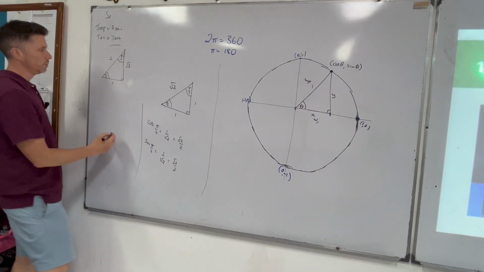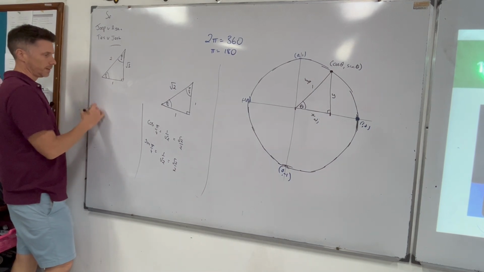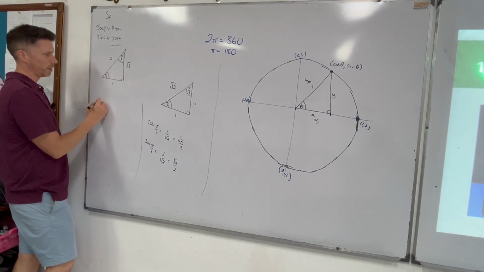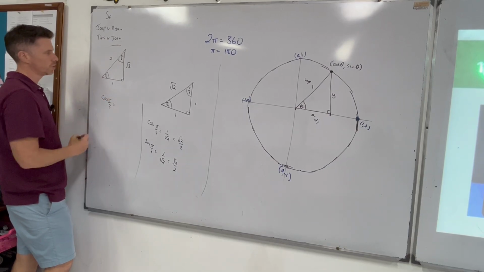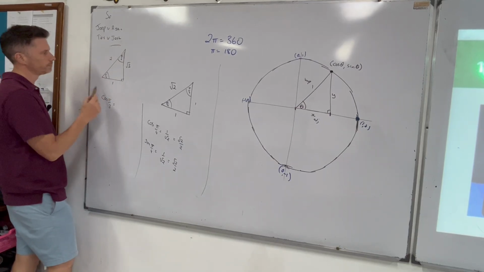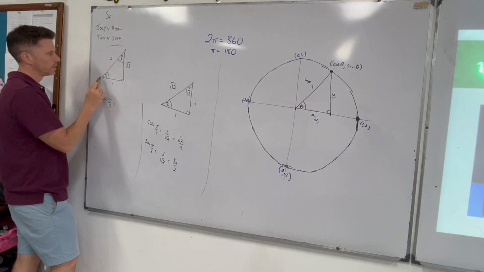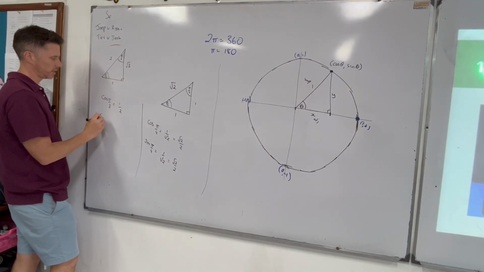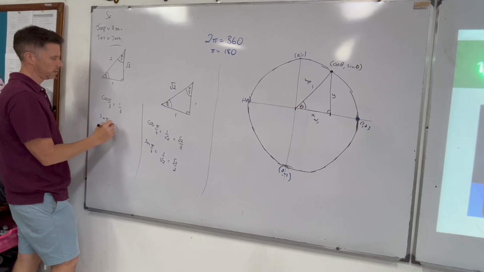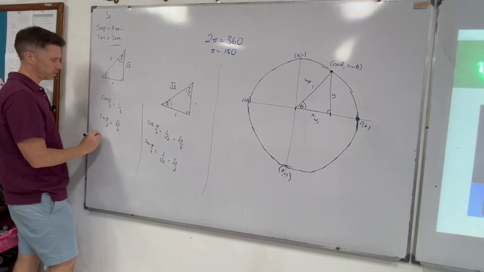So the ratio of, let's start with pi over 3. Let's go cosine pi over 3. What's cosine pi over 3 from this? Half. Adjacent side, 1/2. What's sine pi over 3? Root 3 over 2. What's cosine pi over 6?